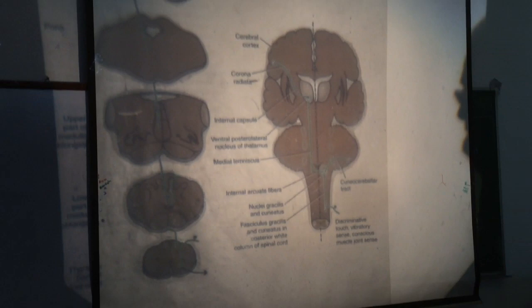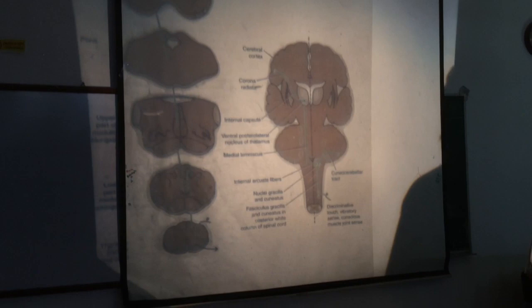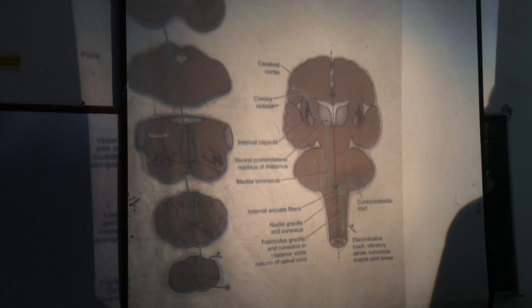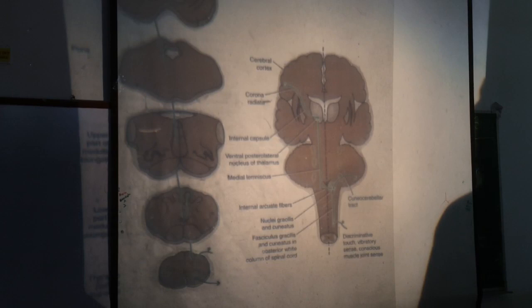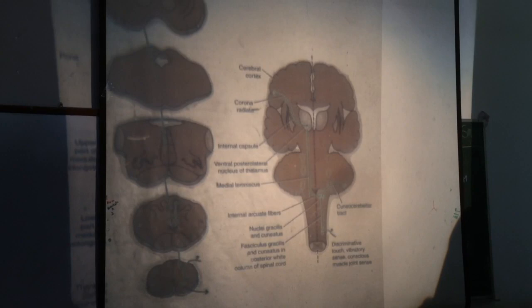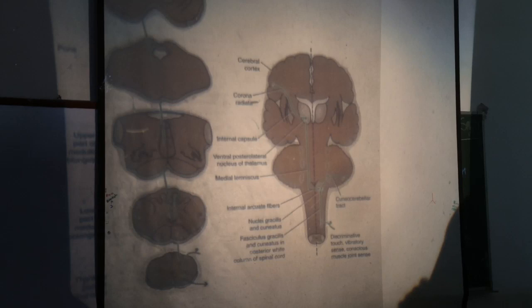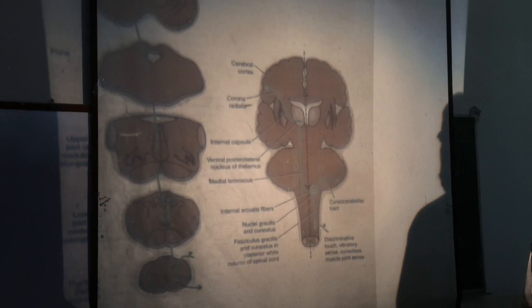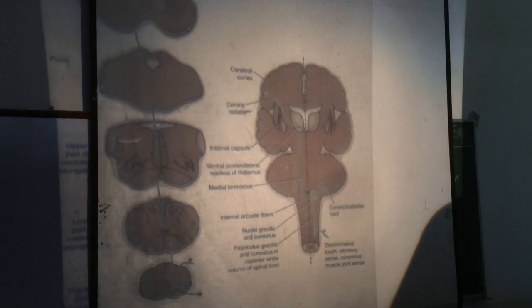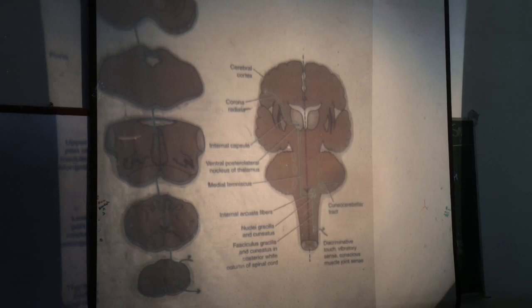Now this tract is also called the dorsal column tract. This tract has three important features. The first one is that it consists of large myelinated nerve fibers which are fast conducting, and the velocity may be 110 meters per second.